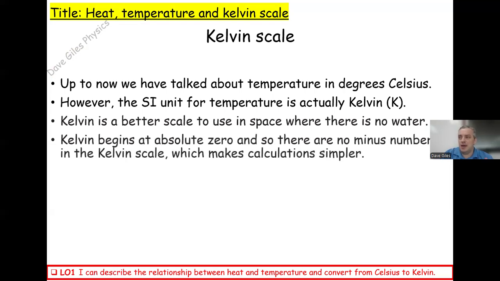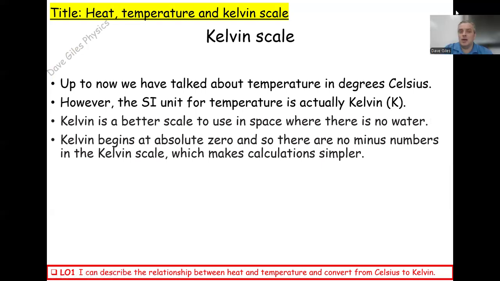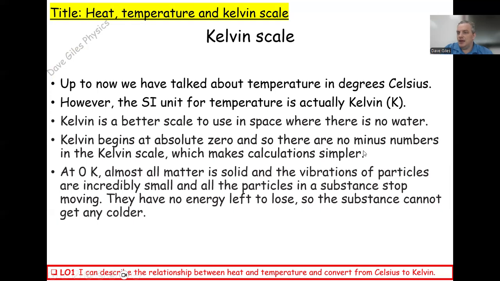Now, Kelvin begins at a temperature called absolute zero, and there are no minus numbers. As you know, in Celsius you can go into the negative figures. You do not have that with the Kelvin scale. At 0 Kelvin, almost all matter is solid, the vibrations of the particles are incredibly small, and all the particles in a substance stop moving. They have no energy left to lose, so the substance cannot get any colder. Hence, it's called absolute zero because there is no lower it can possibly get.